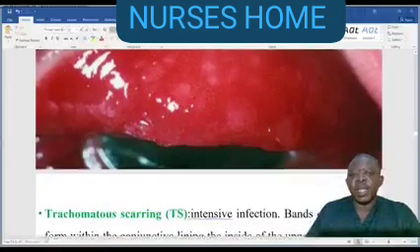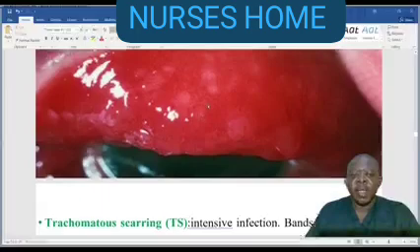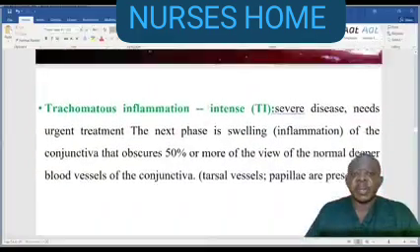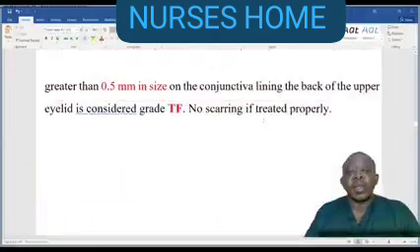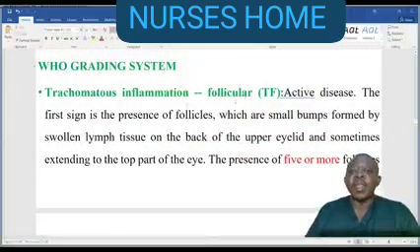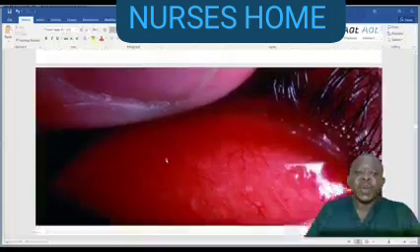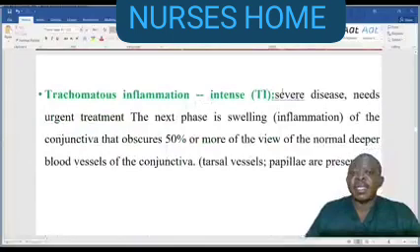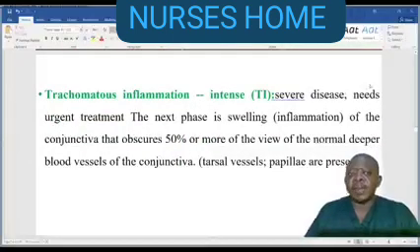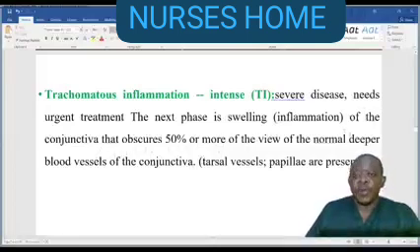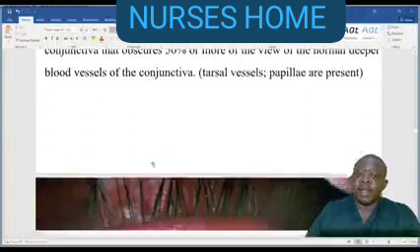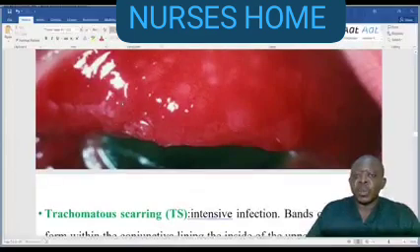You see the prominence of this inflammation here, the tarsals and the likes. So this is in trachomatous inflammation intense. So TF, then TI: follicles, then inflammation. When you look at stage 1, it is the follicular phase, the active disease, where you see that follicles are formed. Then in trachomatous inflammation intense, this is a stage of severe disease and it needs urgent treatment. The next phase is swelling of the conjunctiva that obscures 50% or more of the view of the normal deeper blood vessels of the conjunctiva. You can see the inflammation here.